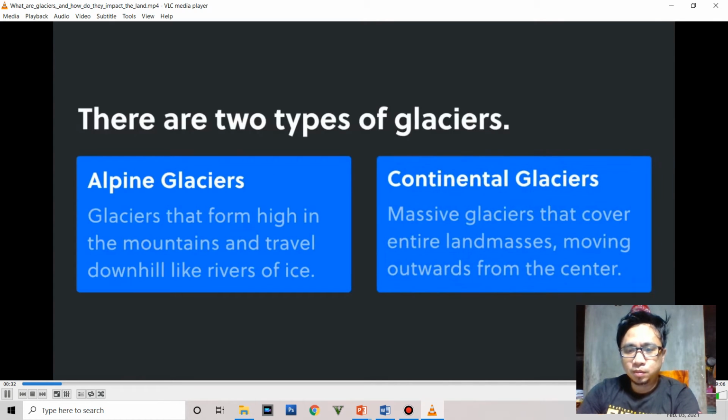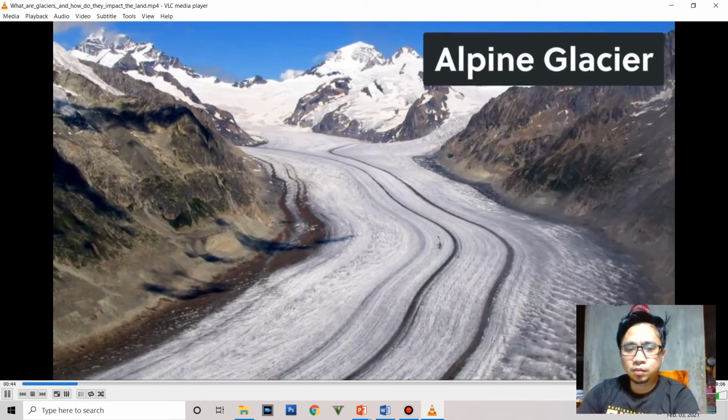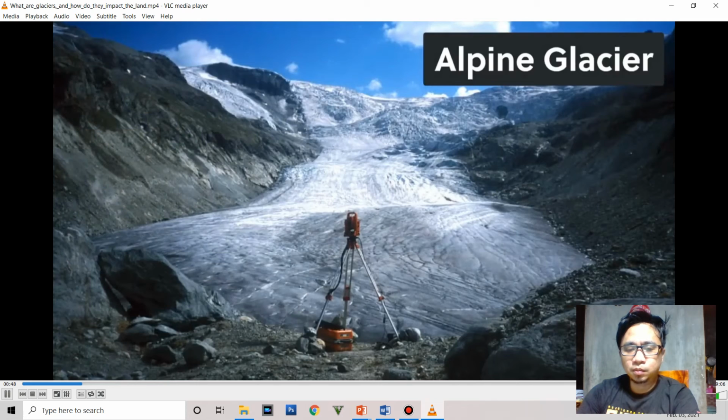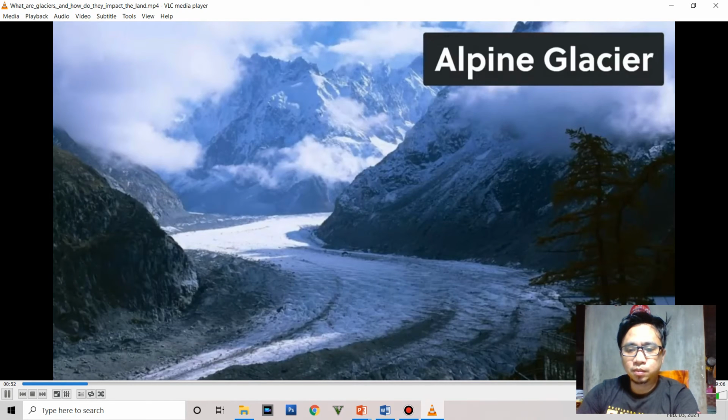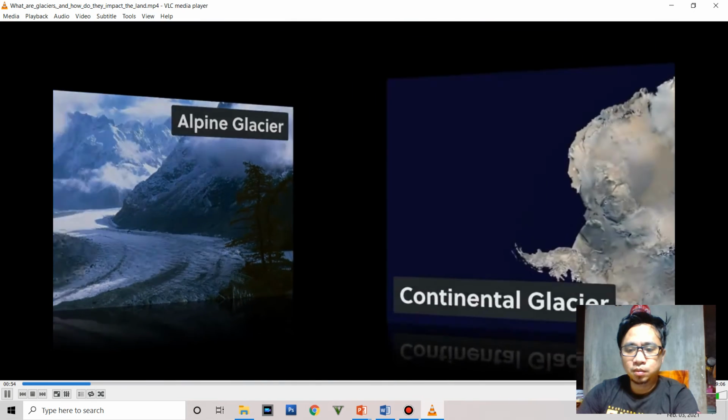Then we have continental glaciers. These are massive glaciers that cover entire land masses, and they tend to move outwards from the center, often towards the coastline. Let's see what these look like. Here's an alpine glacier, and you can see it looks just like a river of ice. All of these flowing slowly downhill, carving out the rock as they go.